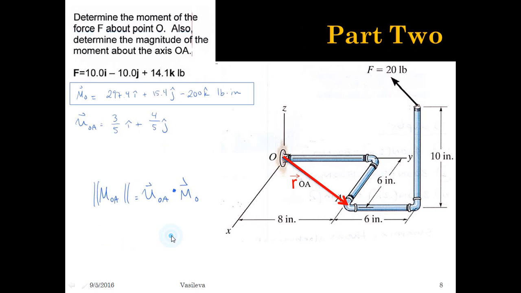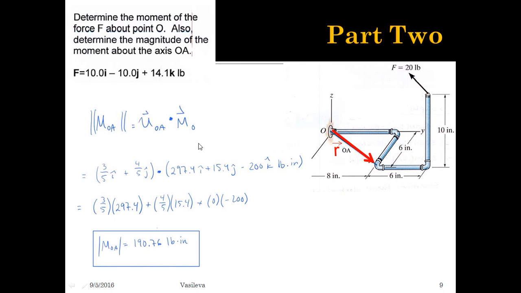Now that we have the unit vector, all we have to do is take the unit vector dot the moment vector about point O, and we have both of those at this point. You should probably know how to do dot products at this point. So do the dot product, and we end up with the magnitude of the moment about OA being 190.76 pound-inches.